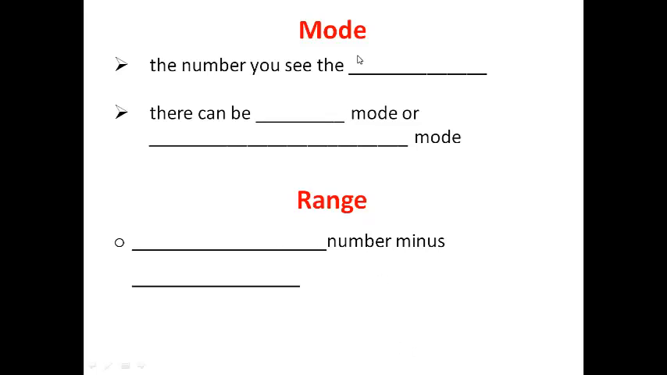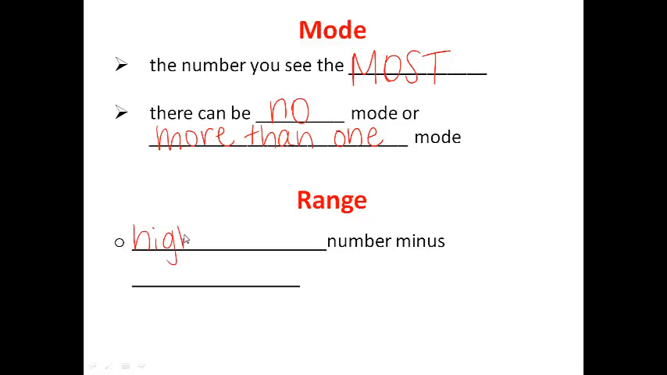The mode. Mode sounds like most often, so it's the number you see the most. There can be no mode, or there can be more than one mode. And we'll see an example of that later. The range is the highest number, so the biggest number, minus the smallest number.